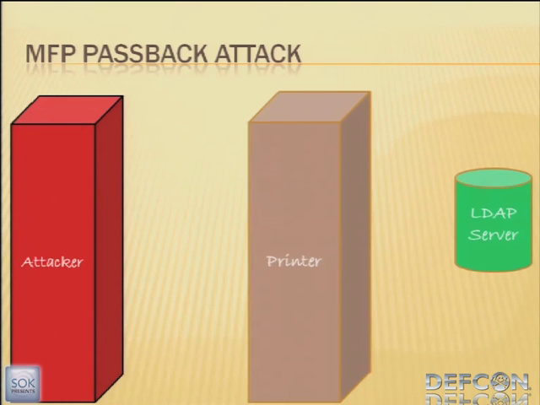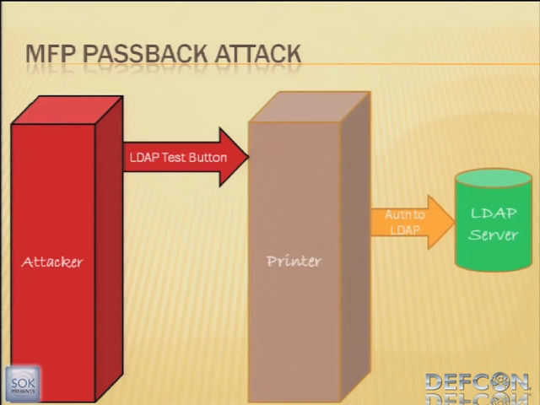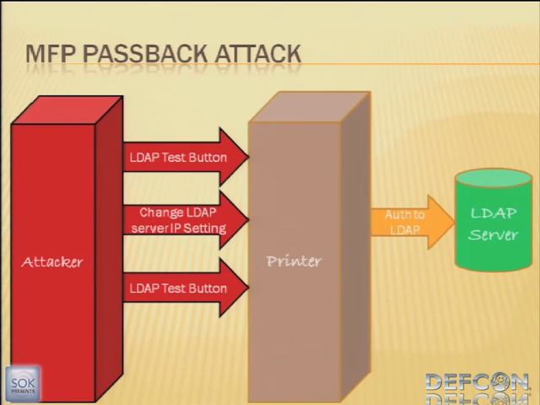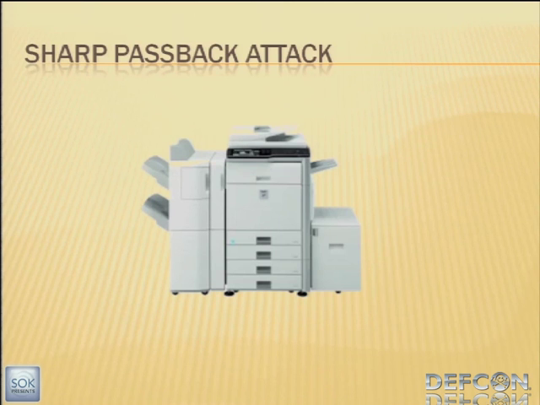So the whole gist of this attack starts out with the attacker hitting the test button on the printer, which authenticates to the LDAP server. The attacker changes the LDAP IP address, hits the test button, and the printer nicely authenticates to the attacker, giving us the ability to capture all the authentication data. So let's start with a couple examples. The first one we're not going to get into a whole lot of detail, but the second one we're going to show you a lot of detail.